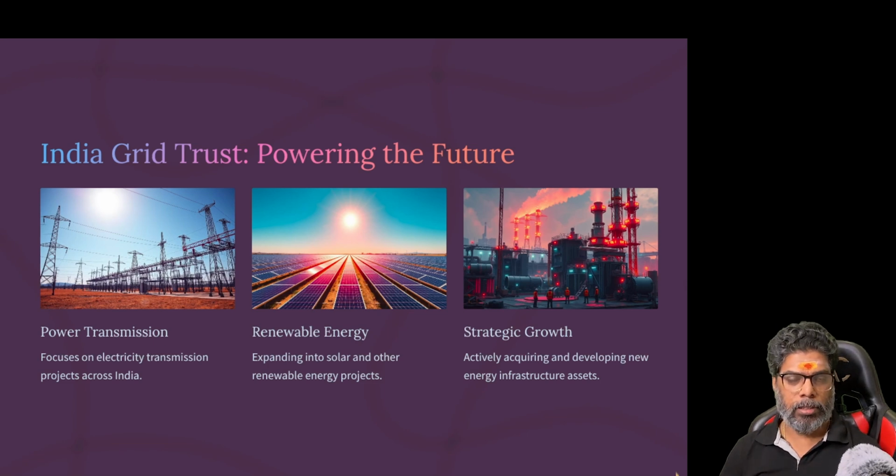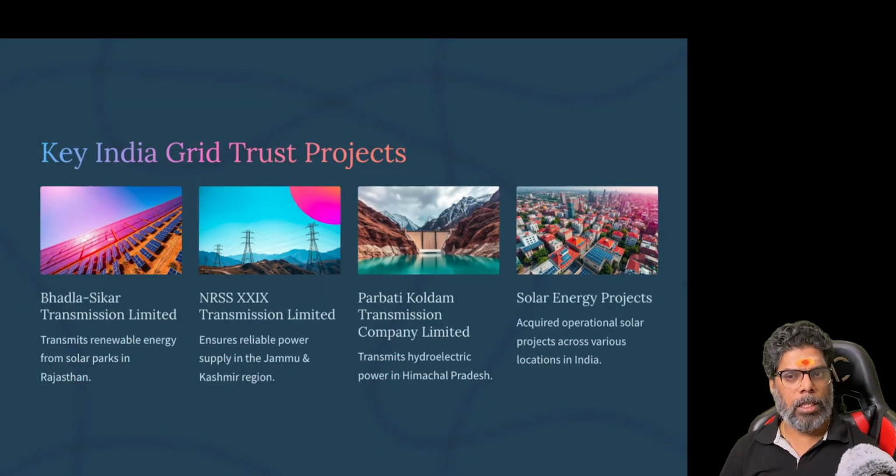their energy infrastructure. The major projects are Bhadla Sikar Transmission Limited, which carries renewable energy from solar parks in Rajasthan, and NRSS Transmission Limited, which provides reliable power supply currently in Jammu and Kashmir. So these are the major players supporting Jammu and Kashmir power supply. And Parbati Koldam Transmission Company Limited, using hydroelectric power in Himachal Pradesh, and checking the solar energy projects across India. Wherever the solar projects are, they are trying to acquire them and improve the reach of their assets.